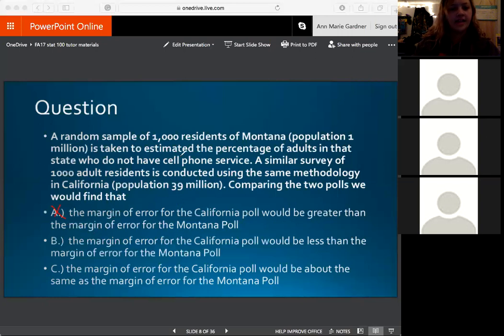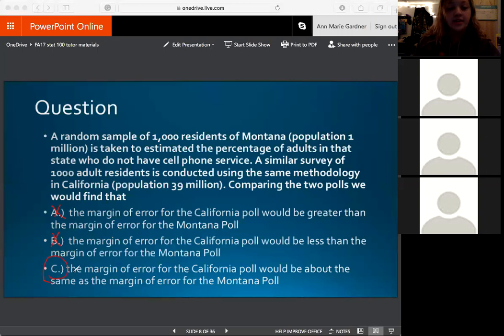So that's not correct. And then for B, the margin of error for the California poll would be less than the margin of error for the Montana poll. This is also not correct because this doesn't matter, once again, because we're not looking at population. That doesn't affect it. We don't have the data for that, only our sample, so B is not correct.